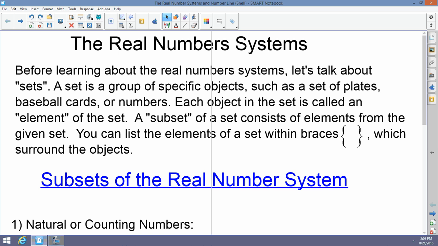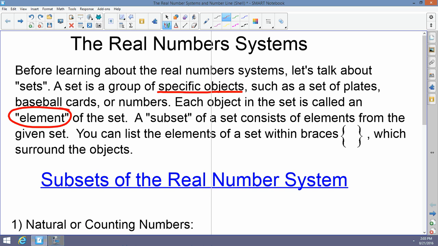Today we're going to start talking about the real number system. But before learning about the real number system, let's talk about sets. What is a set? Well, a set is a group of specific objects, okay? Specific objects, such as a set of plates, baseball cards, or numbers. And each object in that particular set is called an element of the set.